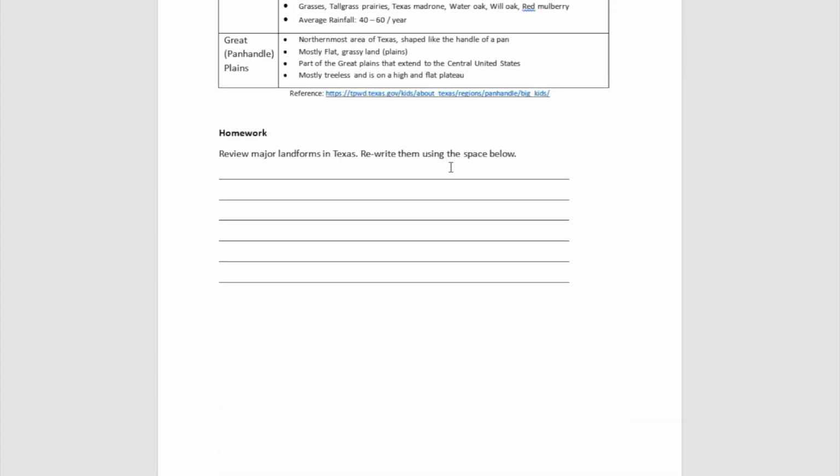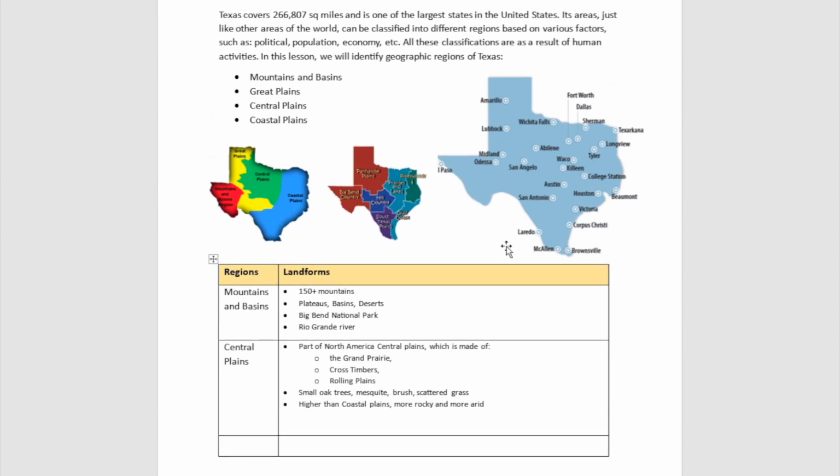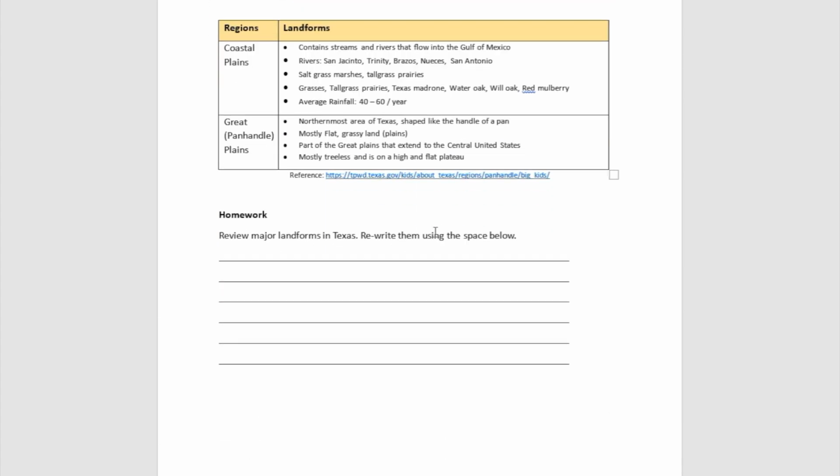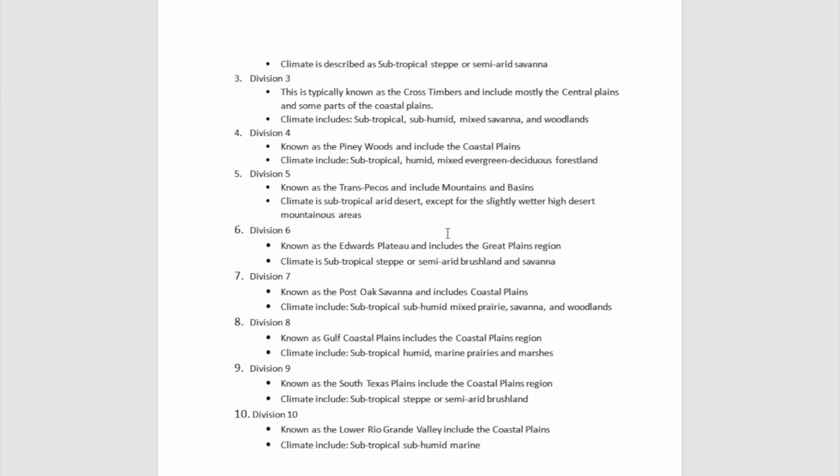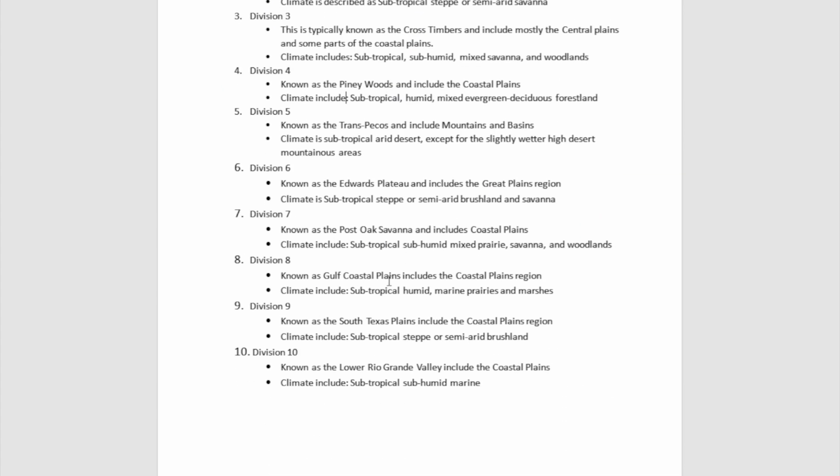Let's see which city is going to be over there. Let's look at it. So maybe a little bit of San Antonio into Houston area. Division number 7. Alright, so division number 8 is going to be the Gulf Coast Plains, which is going to be inclusive of marshes and marine prairies and subtropical humid. Those are going to be typical climatic conditions of division number 8.